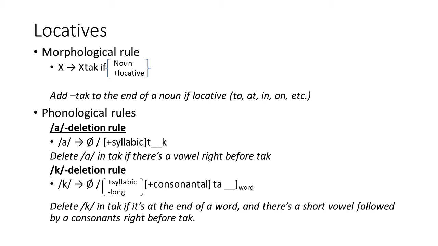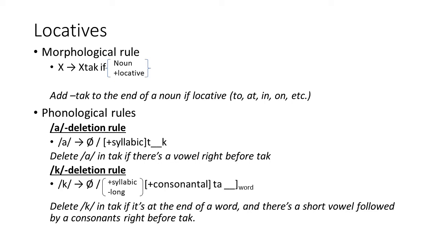Now, phonology is where it really gets complicated. So the first rule is the a deletion rule. It says that a is deleted if right before tak is a vowel. That is the first rule that has to happen. Rule ordering is a thing. The order of the rules you put it in is really important.